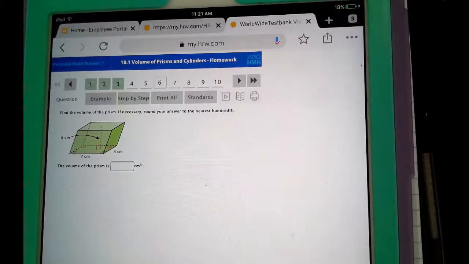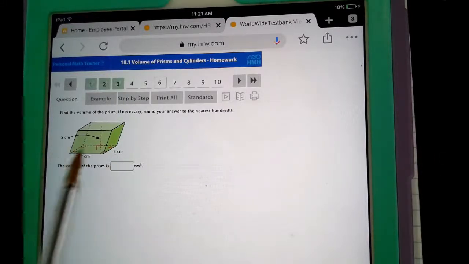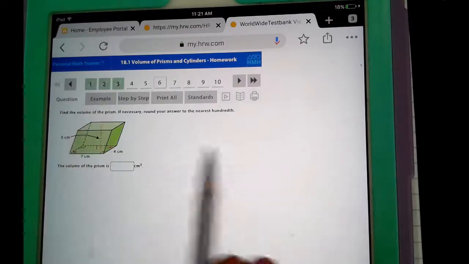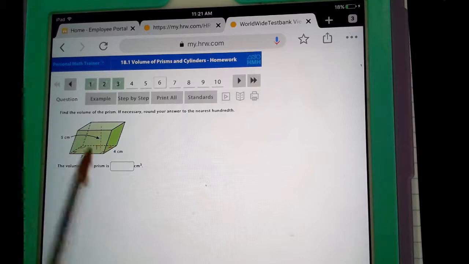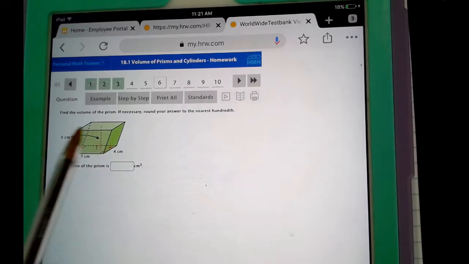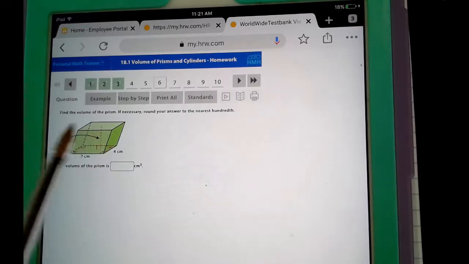All right, we're continuing on chapter 18.1. If we take a look at number 6, it is the same concept as the other one, a rectangular prism. It's just shifted a little bit to the right. Well, guys, it's the same concept. It doesn't matter. The volume within the prism is still going to remain the same.